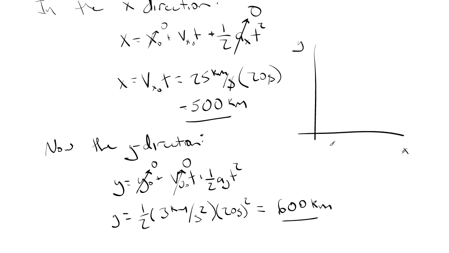I'll try to be reasonably thorough. 1, 2, 3, 4, 5, 6. So we've gone 500 kilometers in the x. We've gone 600 kilometers in the y. Our displacement looks like, let's just use the line tool. That'll be much nicer. There we go. So that's our displacement. And I guess I can vectorize that. All right, and I'll call that delta R just for clarity.